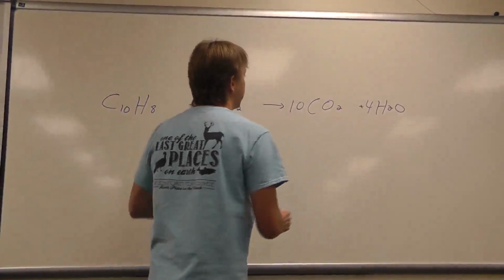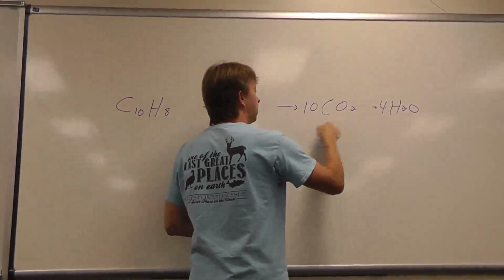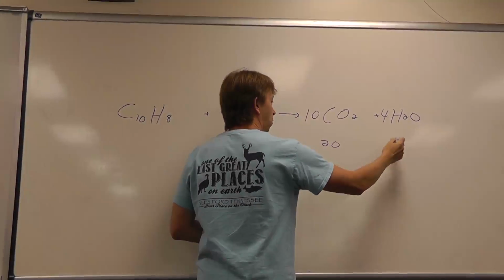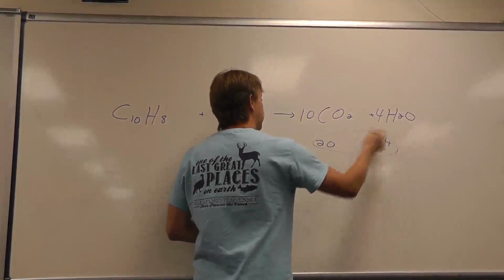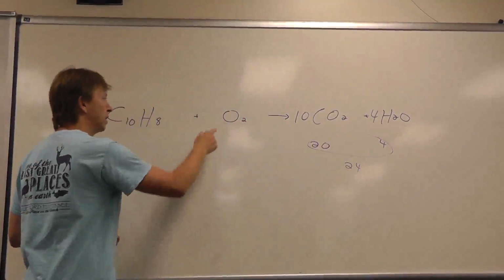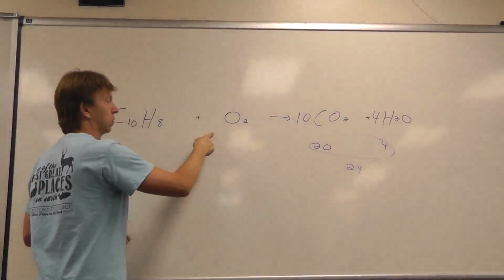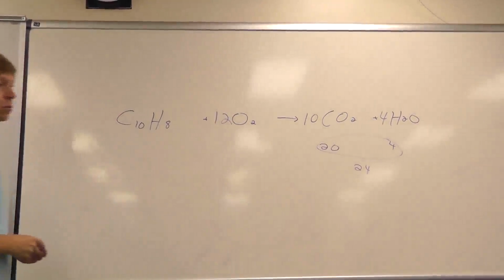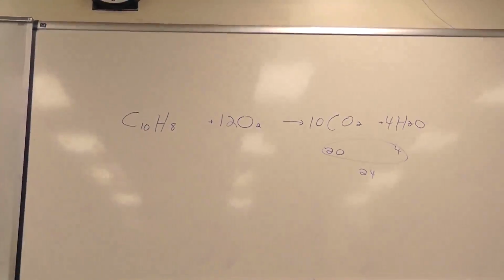All that leaves now is oxygen, and on the product side, we've got 20 oxygens right here, and 4 more over here. So on the entire product side, there's 24 oxygens. We need 24 over here. So what goes here? 12. And that would be your balanced equation. Question about that?